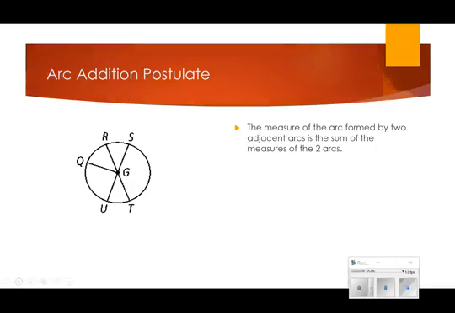All right. So we have the arc addition postulate that basically says that the measure of an arc formed by two adjacent arcs is the sum of the measures of the two arcs. Similar to the segment addition postulate, similar to the angle addition postulate. So basically what this says is that the measure of arc QS is equal to the measure of arc QR plus the measure of arc RS. So if I knew that this was 30 and this was 40, then the whole thing would be 70.